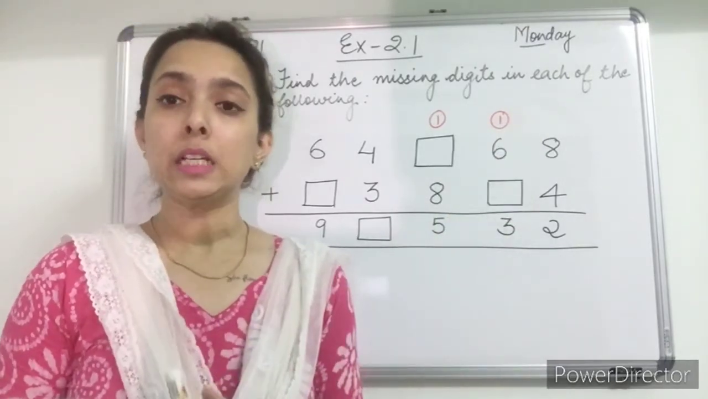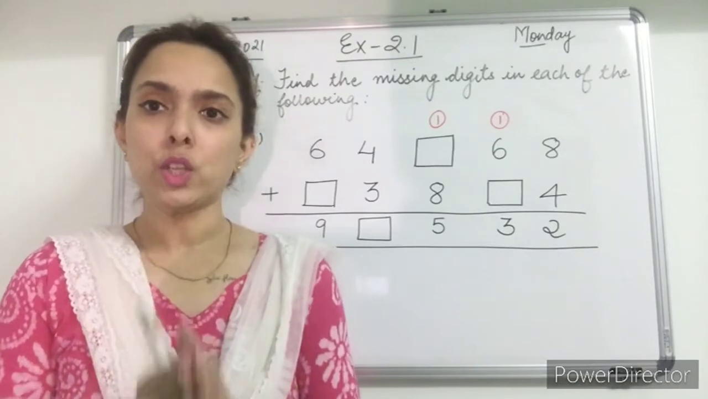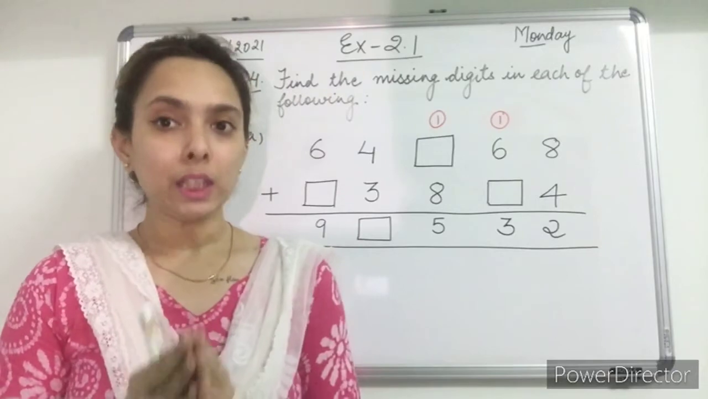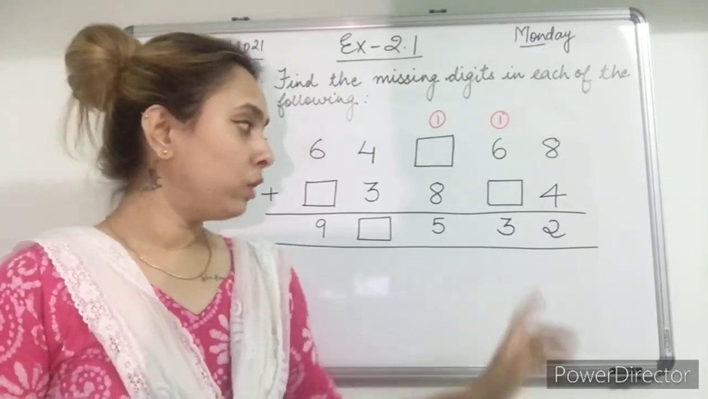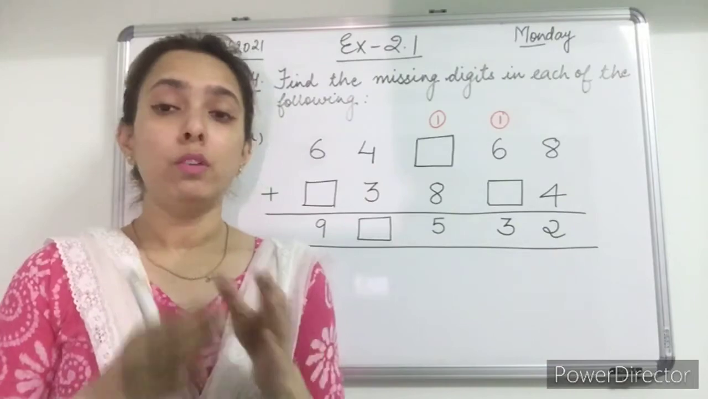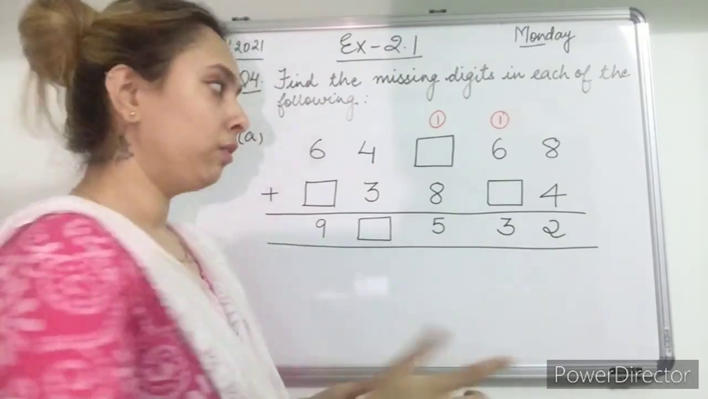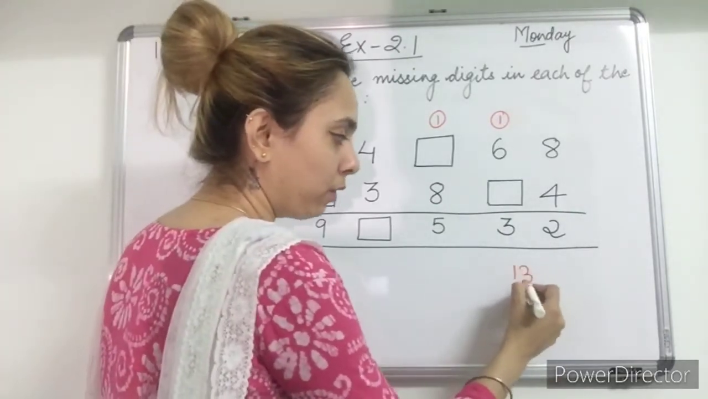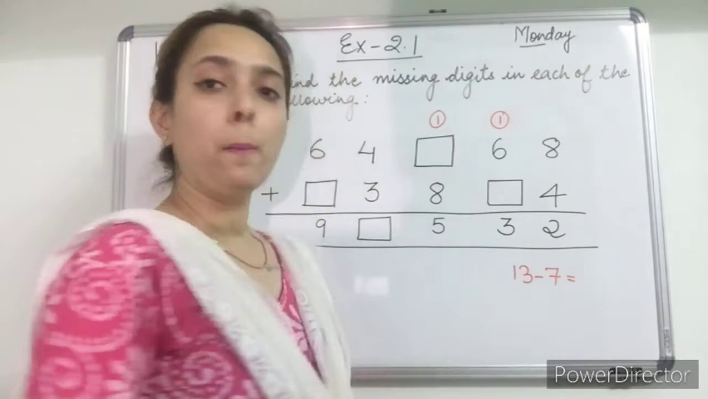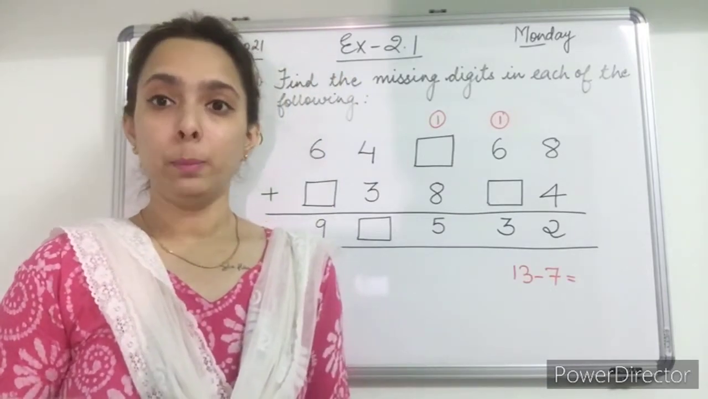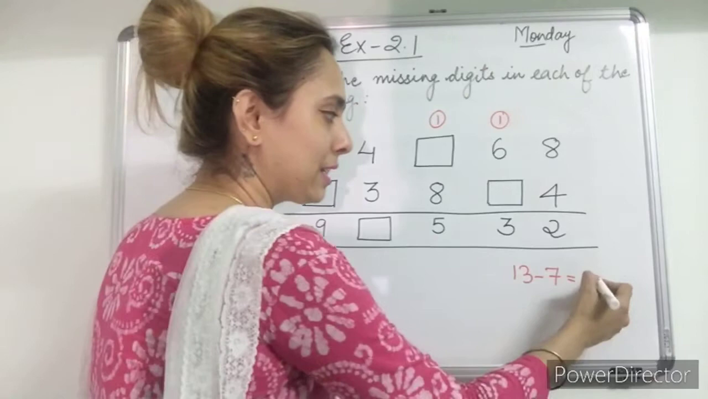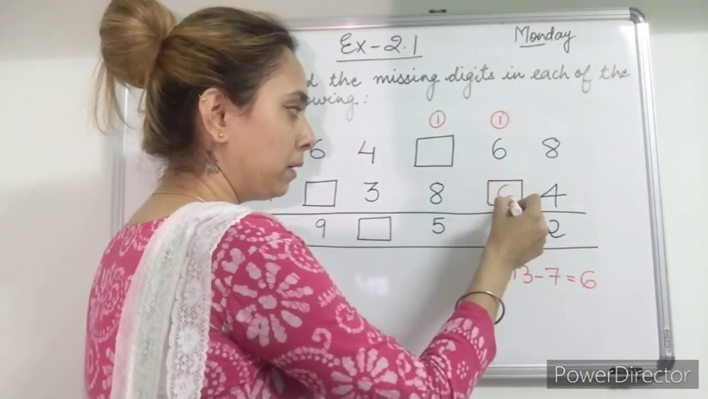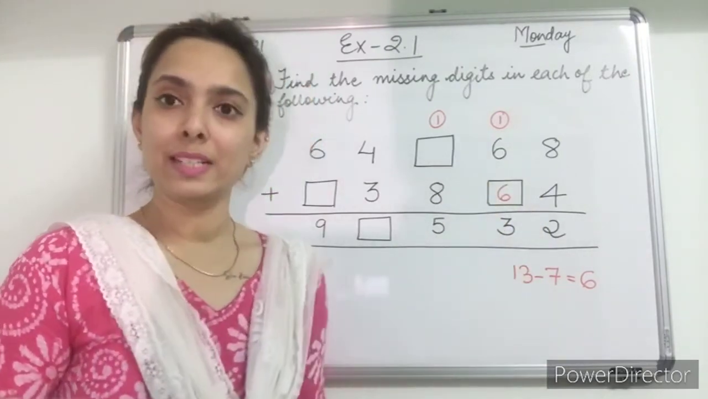We want to find 13. So what number will we add to 7 to get 13? We will subtract 7 from 13 and we will get the missing digit. In the rough work you can show 13 minus 7. What will be the answer? 13 minus 7 will be 6. So here the missing digit will be 6.